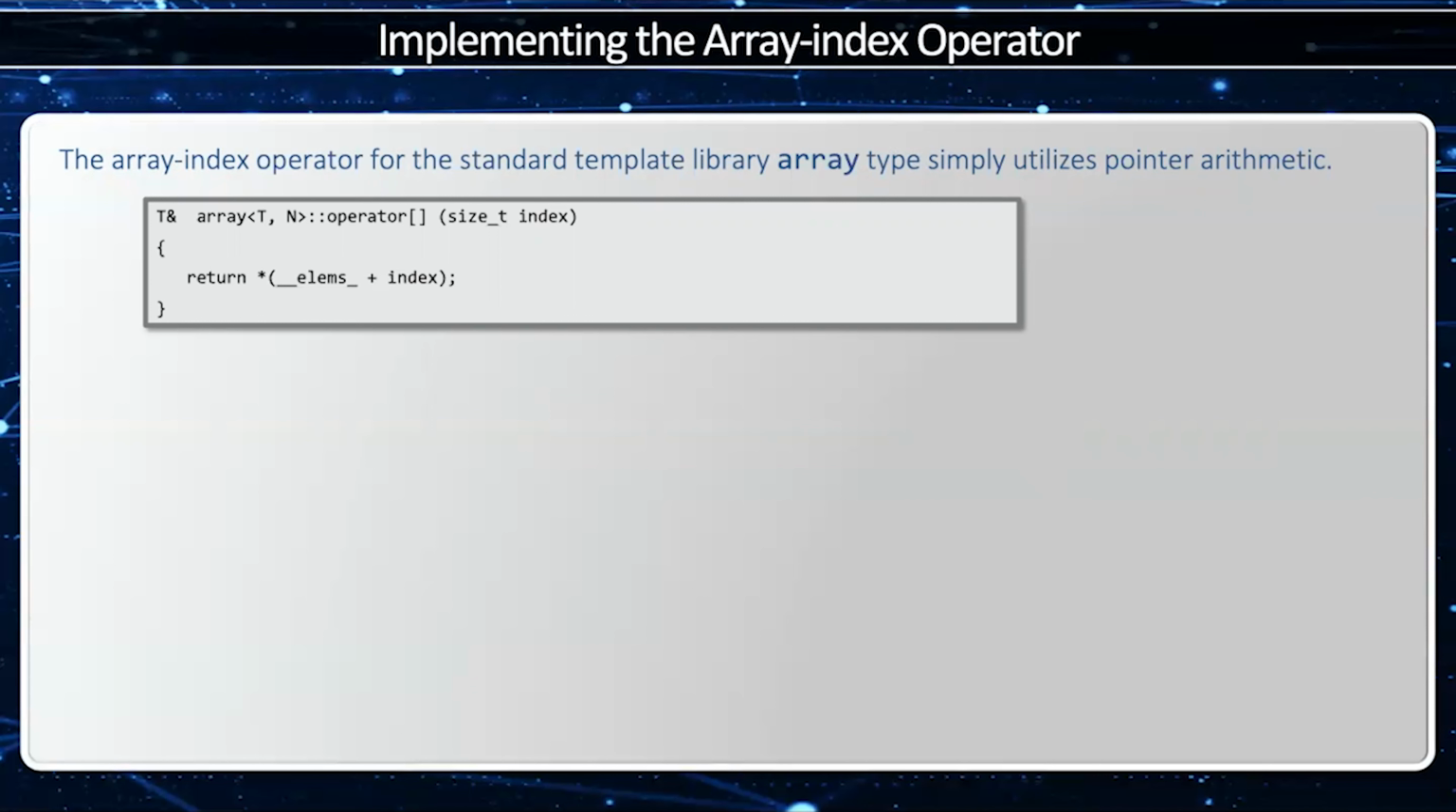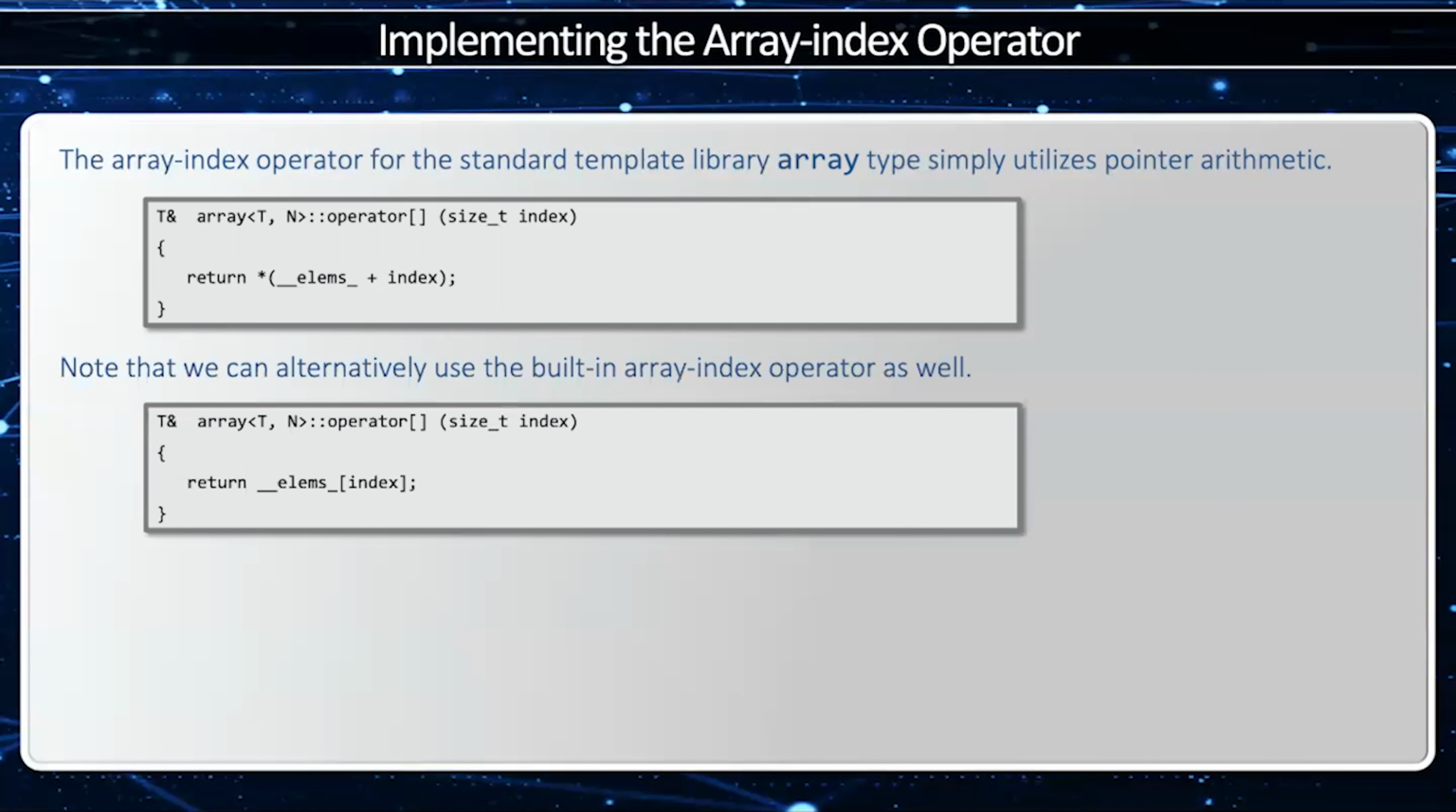Now I'm going to return dereference the pointer to the first element, which is elms. I don't know why the C++ standard template library decides to use that as the member variable name, but it does, plus index. Now, of course, I can use the built-in array index operator to do the same thing, and this is the equivalent implementation. Don't forget, we need both the read-only and the read-write version. This is the read-write version because I can modify as well as look at the element, but the standard template library implements a read-only version as well.